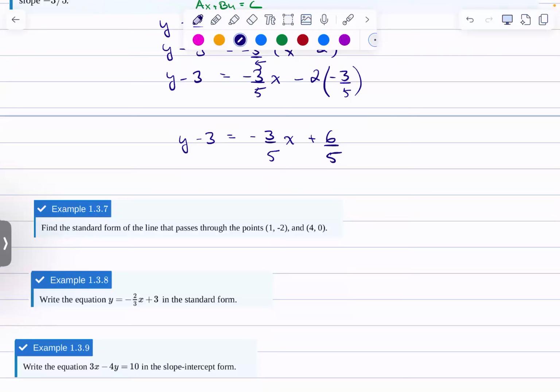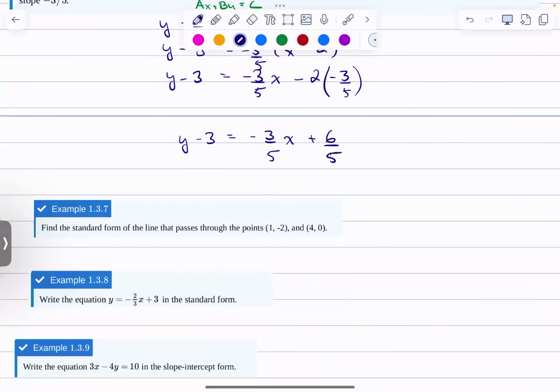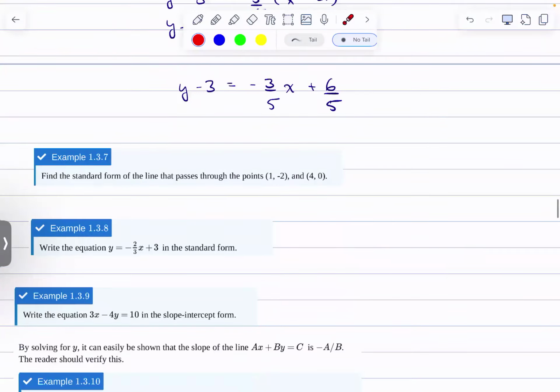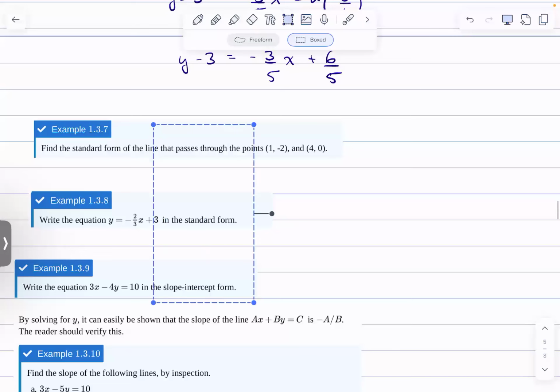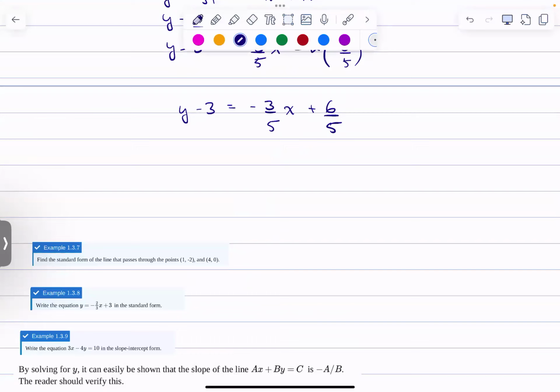Okay. So now, whoa, what did I do? There. That's all I wanted was my pointer.